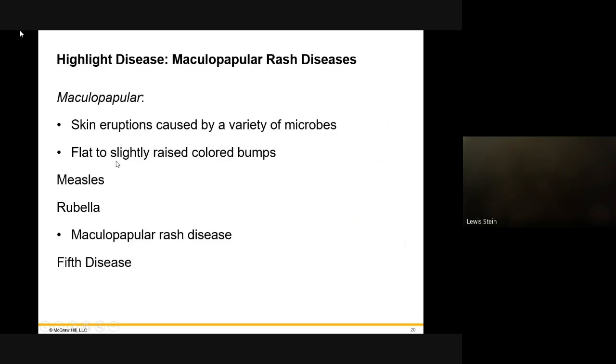Maculopapular: flat to slightly raised colored bumps. That's a good way to express it. Bumpy. Measles, rubella, German measles. Fifth disease, which you'll see an illustration of, is called slapped cheek syndrome. And that's the one that's caused by a herpetic virus, is coming to me. No, it's parvovirus. It does that.